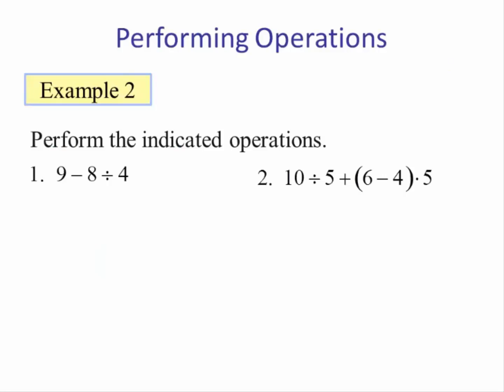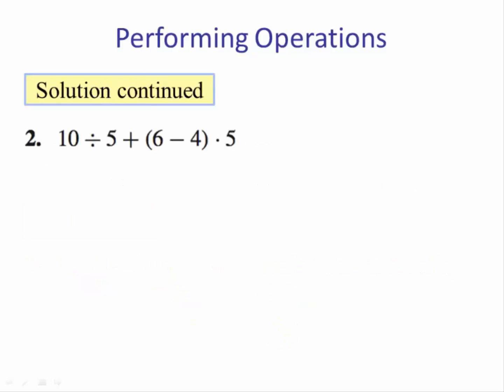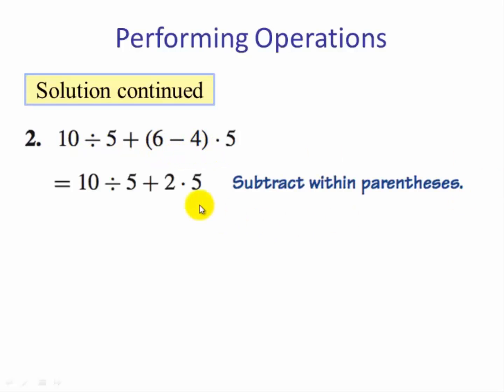Example 2. Number 1, we have 9 minus 8 divided by 4. So the first thing that we would do is division. 8 divided by 4 is 2. So we're going to take 9 minus 2, which is 7. Number 2, first thing we're going to do here is parentheses. 6 minus 4 is 2.